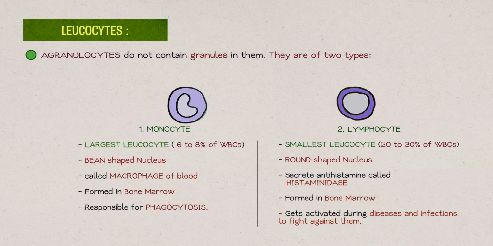Number 2, lymphocytes. Lymphocytes are the smallest leukocytes. They make 20 to 25% of leukocytes. They contain round-shaped nucleus. They are formed in bone marrow and in few lymphoid organs. They help in fighting infections and diseases.